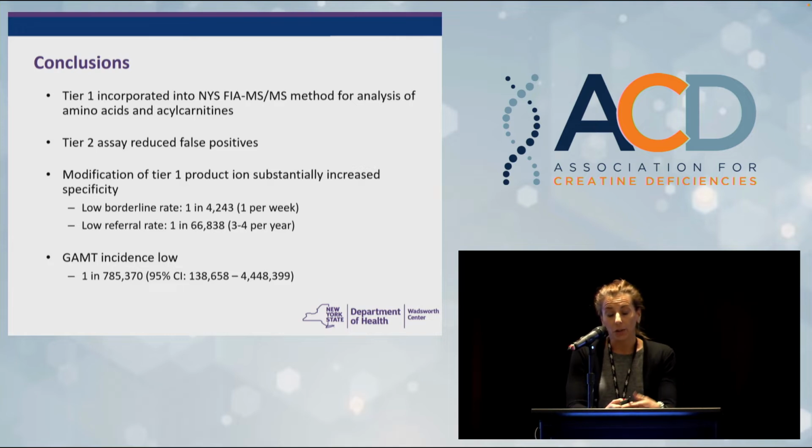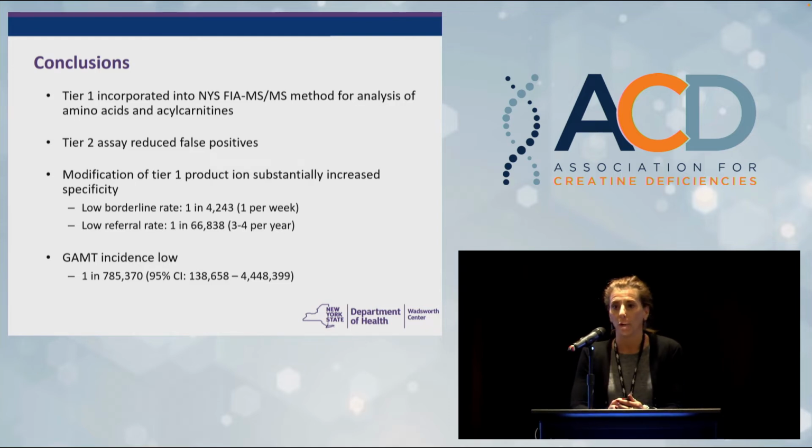So in conclusion, we have been able to incorporate the GAMT method just into our existing method for analysis of amino acids and acylcarnitines. We didn't need new equipment, we didn't need new staff. It's a relatively easy test to implement. A second-tier assay reduced the false positives, but we didn't really need it. And so our borderline rate is 1 in about 4,200, or 1 a week. And our referral rate is also very low at 1 in 67,000 babies, so 3 to 4 a year. This really is one of our better tests.